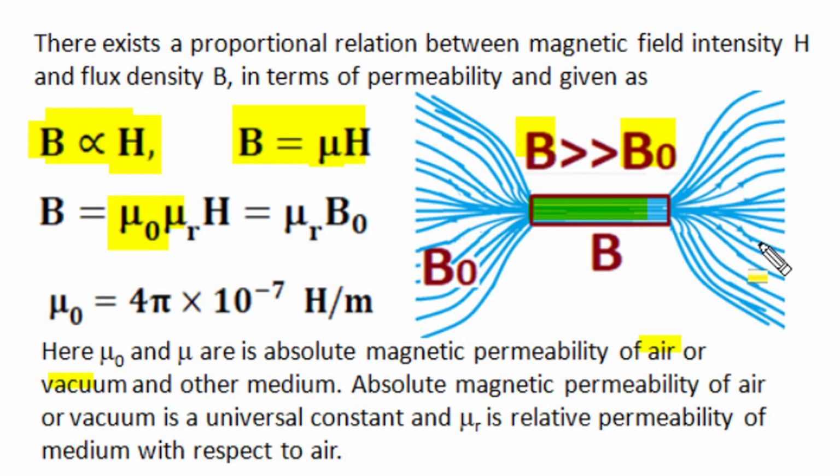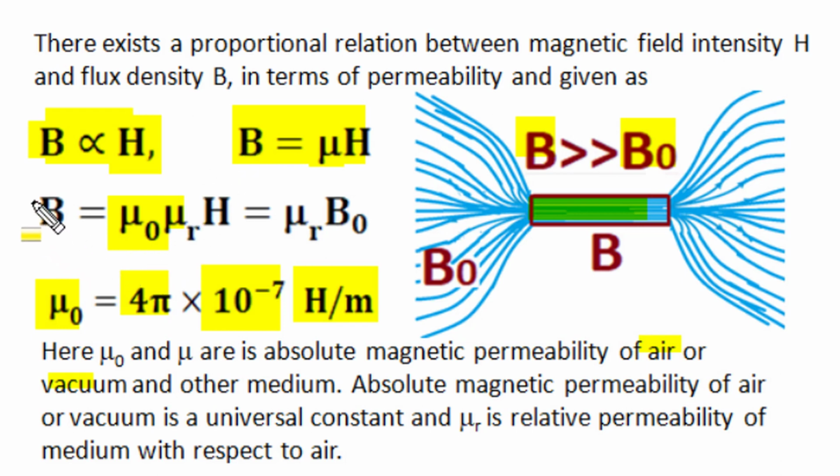As far as magnetic properties are concerned, air is so tenuous, so diluted, that its magnetic property and property of vacuum are treated as just identical, and permeability of air or vacuum mu naught is a universal constant, and its value is equal to 4 pi into 10 to the power minus 7 in Henry per meter unit. And absolute permeability of any ferromagnetic material, mu, is represented as permeability of air multiplied by mu r, where mu r is relative permeability of ferromagnetic material with respect to air.